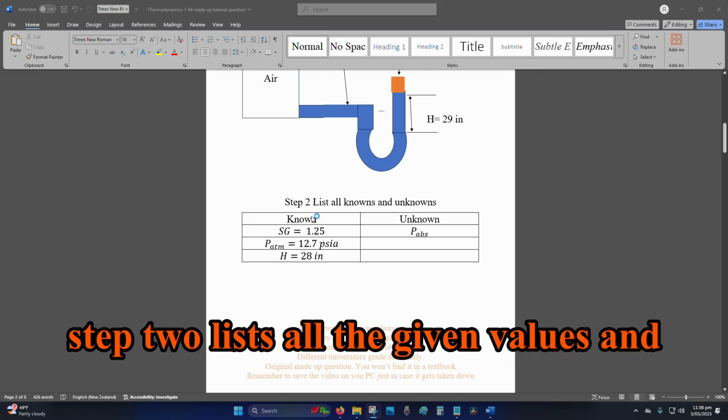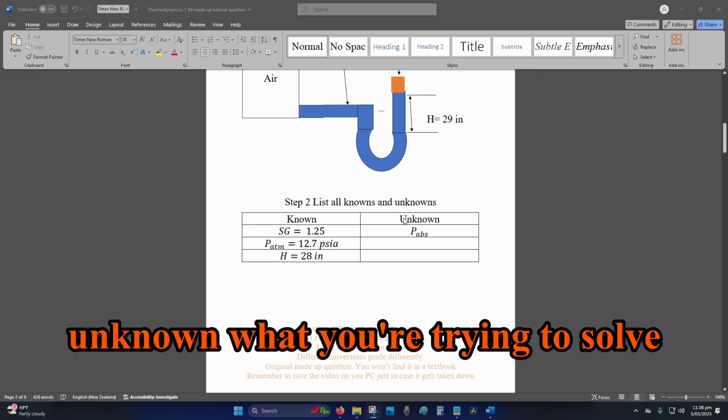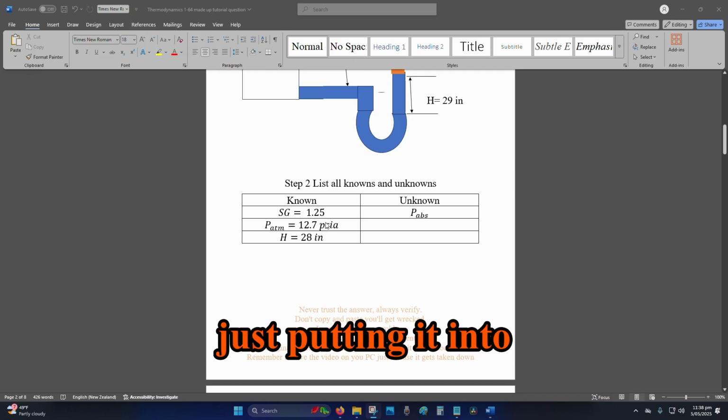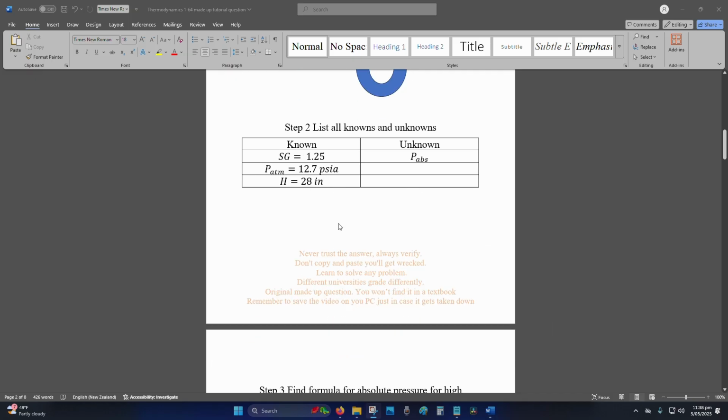Okay, step 2, list all the given values and unknowns, what you're trying to solve. So that's just taking the question and putting it into number form.